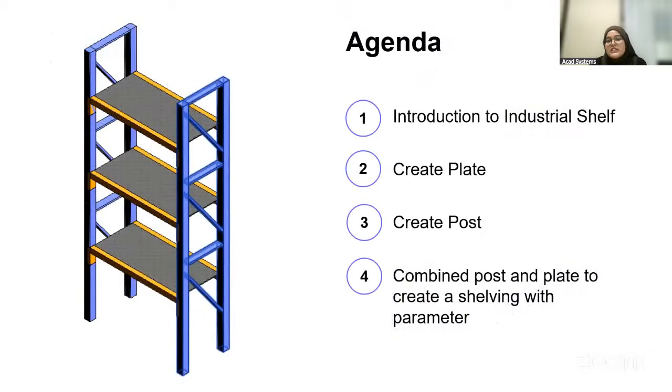Okay, so this is the agenda. First, we're going to introduce what the industrial shelf is, and then we will create the plate for the shelf. After that, we create the post for the shelf support, and lastly, we will combine these two different families, plate and post, into one family to create one complete shelving, and then we're going to plug it into our project.